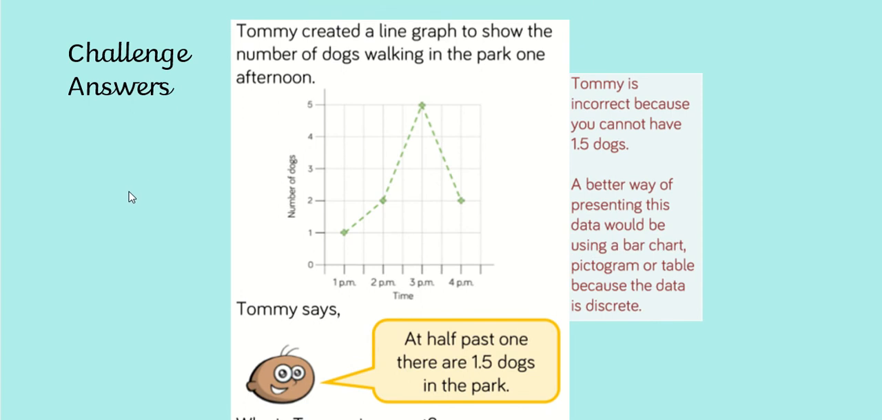Okay, so here is the answer to our challenge. So, first question, why is Tommy incorrect? He says that at 1:30 there are 1.5 dogs in the park. Well, you can't have 1.5 dogs. You've either got 1 dog or 2 dogs. You're not going to have half a dog walking in the park. That's not how it works. So measuring in things like dogs are things that you've got to measure in whole numbers for. Okay? So he's incorrect because you can't have 1.5 dogs.